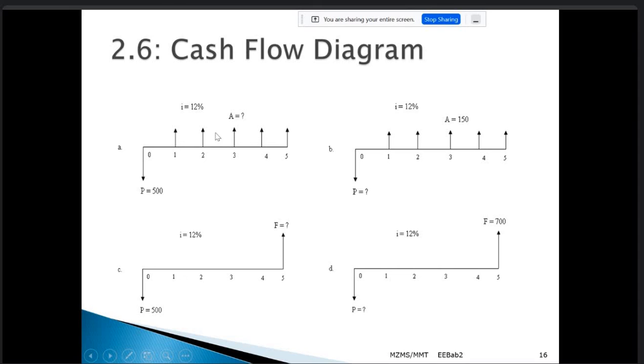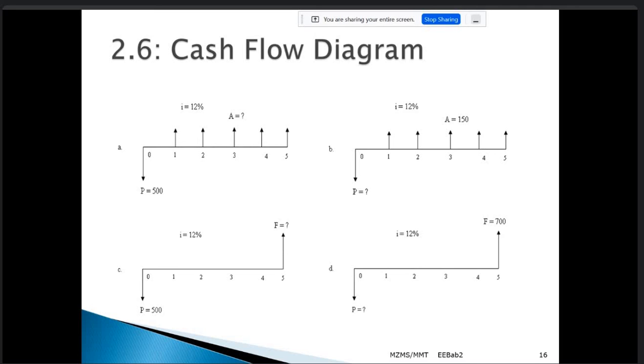Okay, for A, how much will you get every year, but for C, at the end of 5 years, after you invest 500 and then you just close the book, you don't want to see, you just wait until the end of 5 years. So how much will you get? Okay, and then D, if you want to get 700 at the end of 5 years with a growth rate of 12%, then how much do you have to invest?